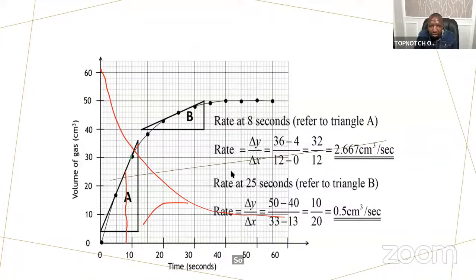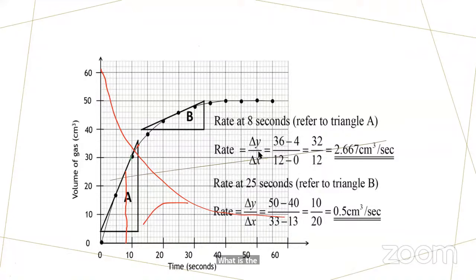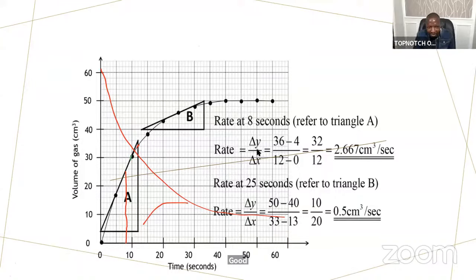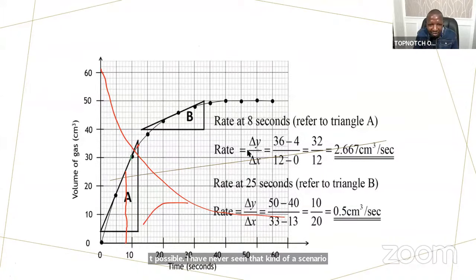What if the gradient is negative? Gradient negative? It cannot. It's not possible. I have never seen that kind of scenario, unless the reaction is over.